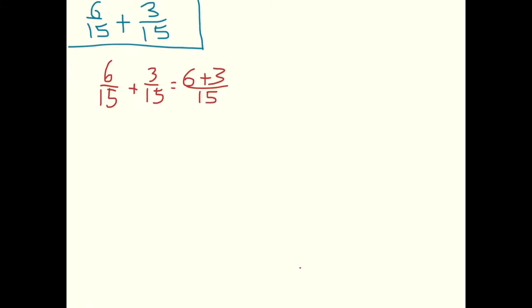And you don't add the denominator. You never add the denominator, only when it's multiplying and dividing, which is a little later. So then, what is 6 plus 3? It's 9. And then you would simplify it.